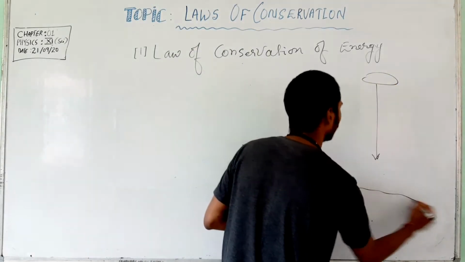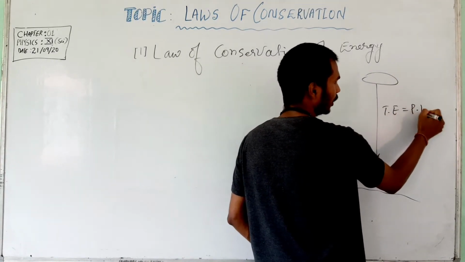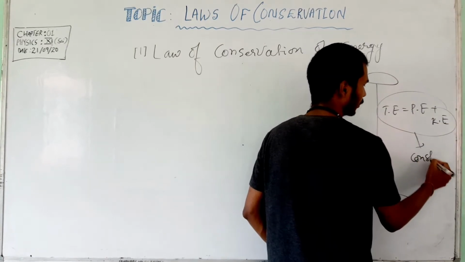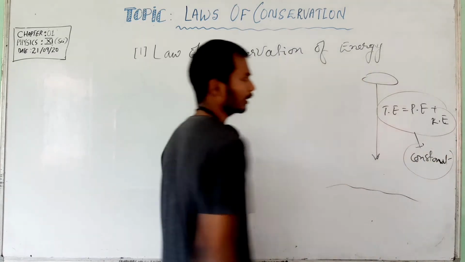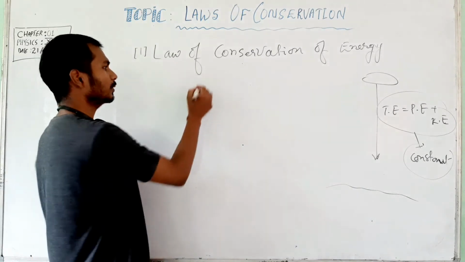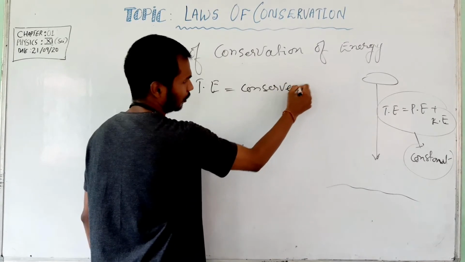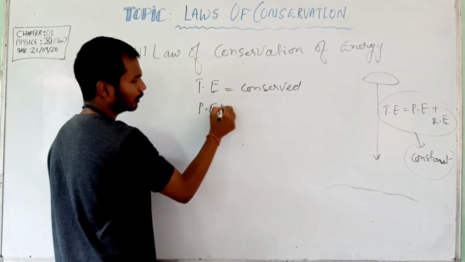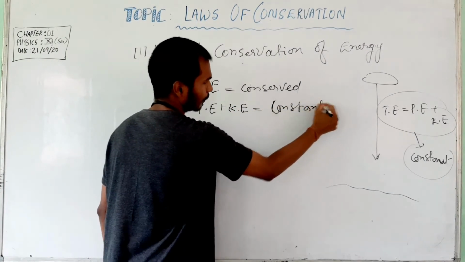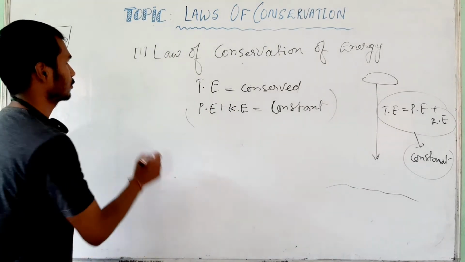For a body which is freely falling towards the earth's surface, total energy is equal to potential energy plus kinetic energy, and this remains always constant. The sum is always constant, so there is conservation of energy. This is the law of conservation of energy: total energy is conserved, and potential energy plus kinetic energy is equal to a constant. Got it? Our next is the law of conservation of mass.